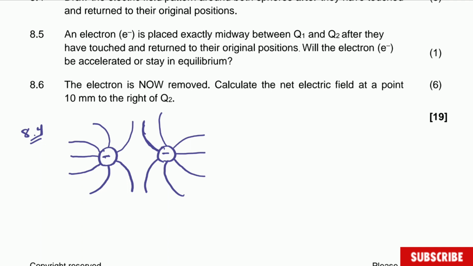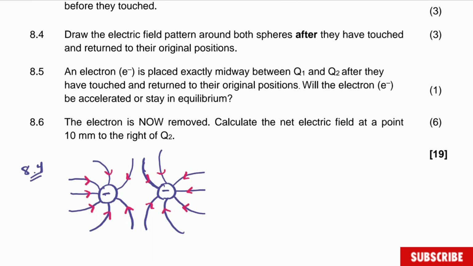Now, because they are negative, the direction of those lines is towards the charge. So this is how we represent the electric field around those two spheres here. It's very, very simple. Guys, this is the two negatively charged spheres. If there were two positive charges, the shape would be the same, but the direction would be in the opposite direction, or away.